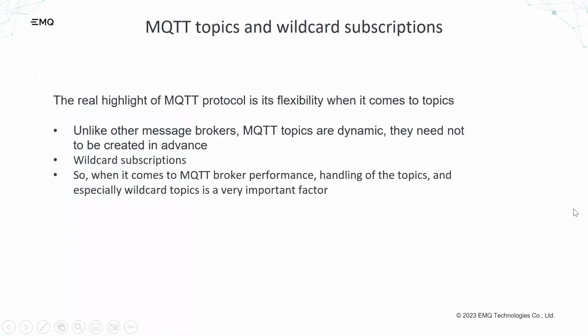The real highlight of the MQTT protocol is its flexibility when it comes to the topics. Unlike other message brokers, such as Kafka or Pulsar, MQTT topics are dynamic. They need not be created in advance by the administrator. It's common to have a few topics per client, which brings a lot of benefits. For example, it's possible to fine-tune access control for the clients on the topic level, to increase the parallelism when processing data, and improve the throughput of the system overall, just to name a few.